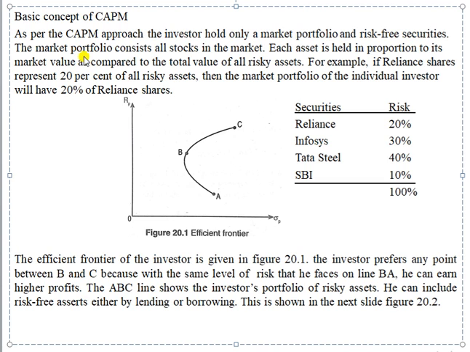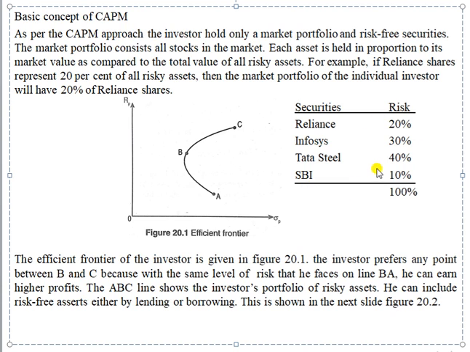The market portfolio consists of all stocks in the market. Each asset is held in proportion to its market value as compared to the total value of all risky assets. Dear friends, for example, if you choose four stocks, the risk of the four stocks is equal to 100, and in the 100, Reliance stock has 20% risk, Infosys security has 30% risk, Tata Steel has 40% risk, and SBI has 10% risk.